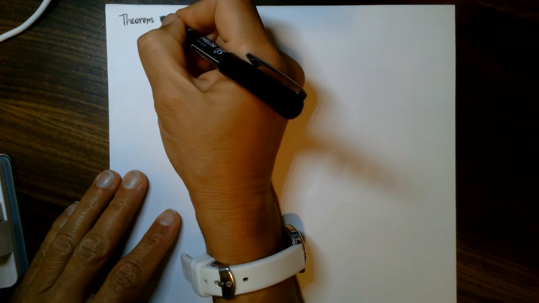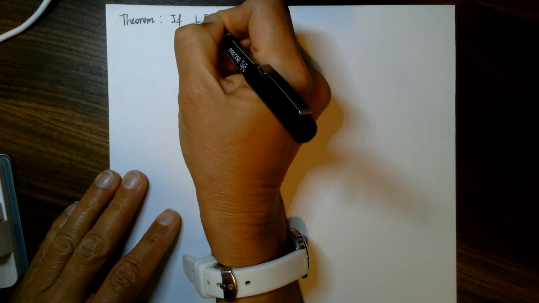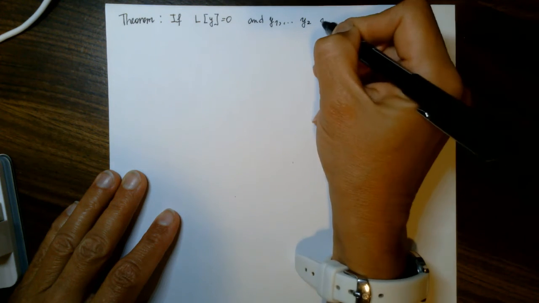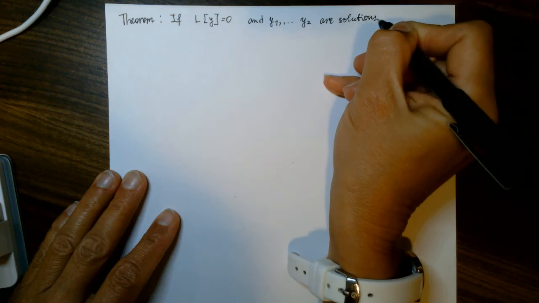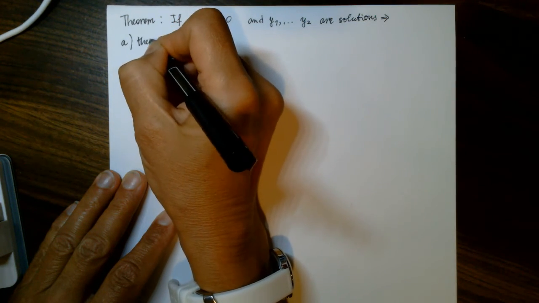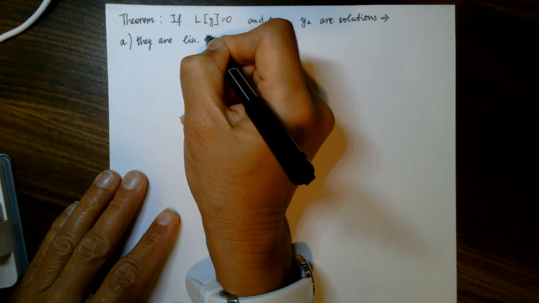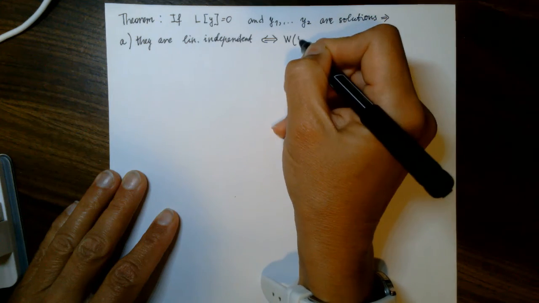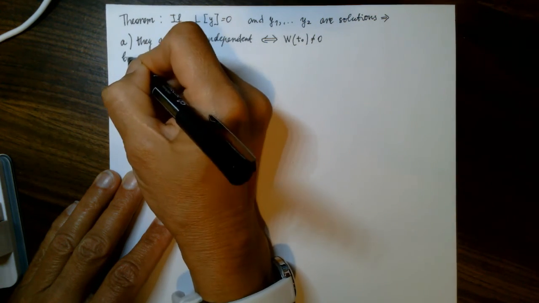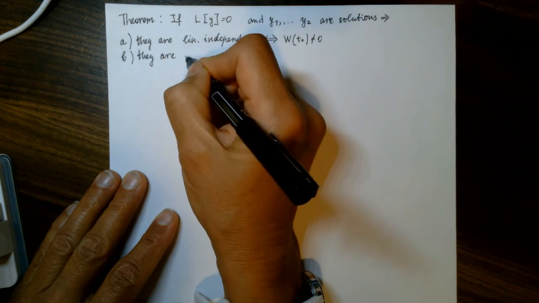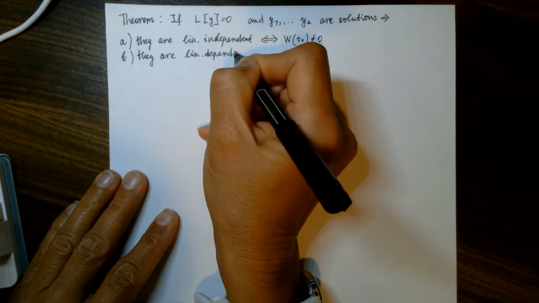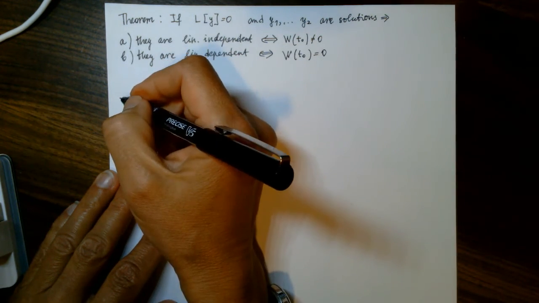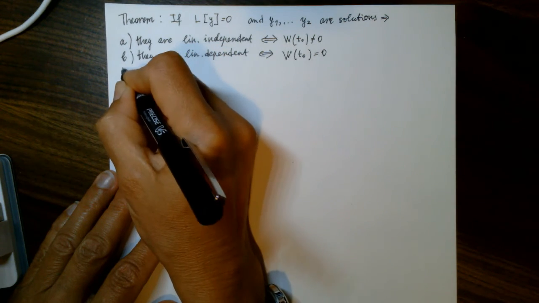So we proved the theorem actually, right? We did the identity and then proved the theorem. Now, a new theorem. If we have n solutions of the homogeneous linear equation L of y equals 0, there are two options for them. Either they are linearly independent and the Wronskian at t0 is not equal to 0, or they are linearly dependent and the Wronskian at t0 is equal to 0.